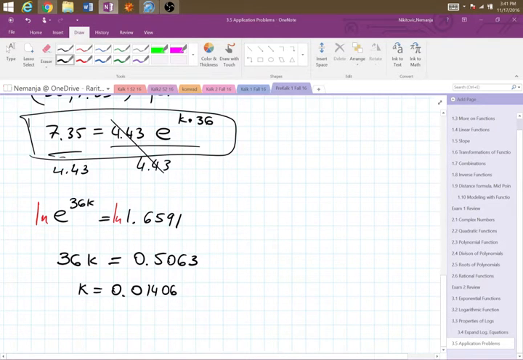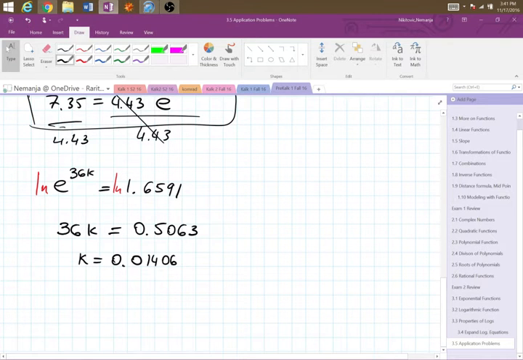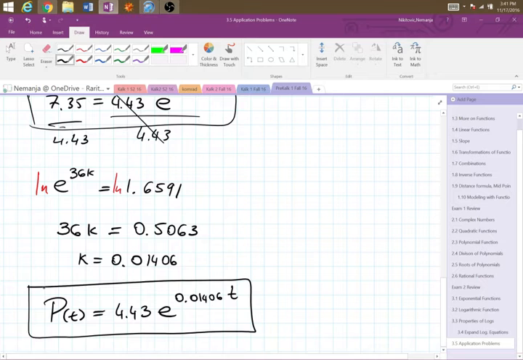I am finally able to write the model. Population at any time t is 4.43 e to the 0.01406 times t. This is what we call a mathematical model. And in this case, the math model of world population.